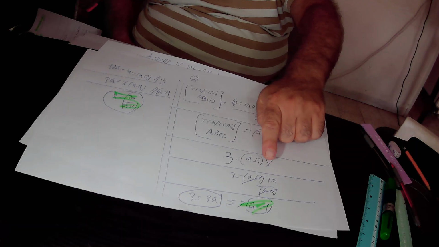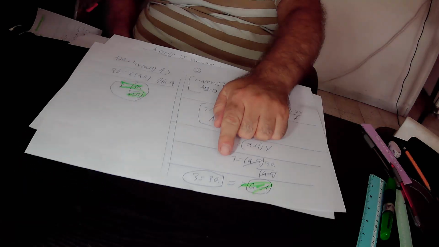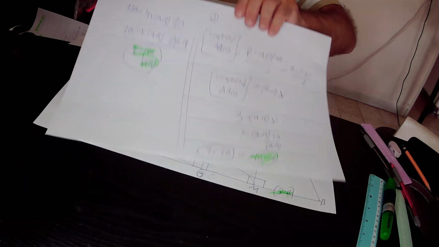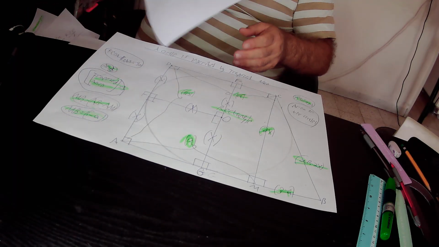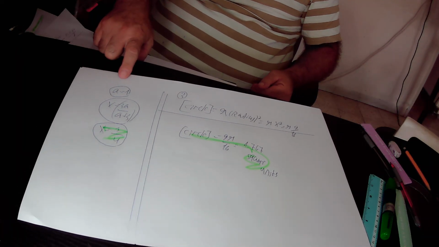So in total we found out that 3 equals 3a. Here we divided the equation by 3 and found out that a equals 3 over 3, that is 1. So a equals 1 unit in its length.